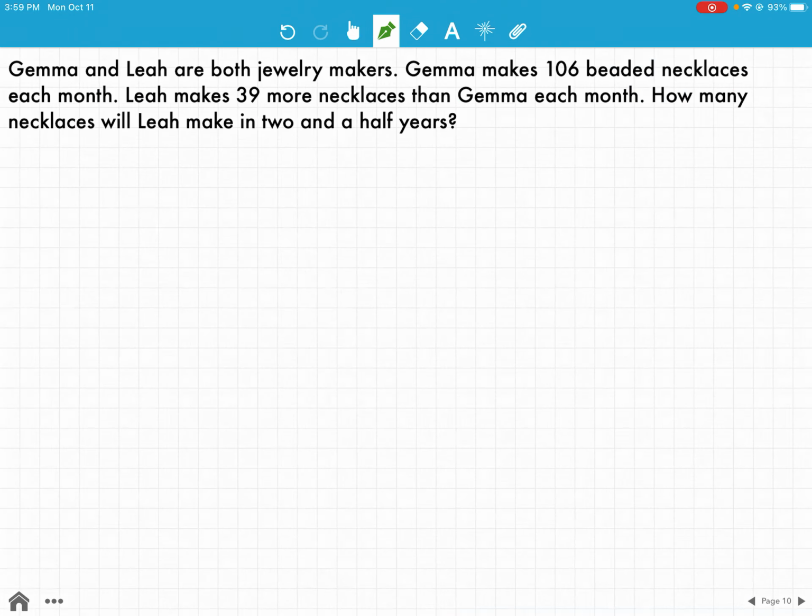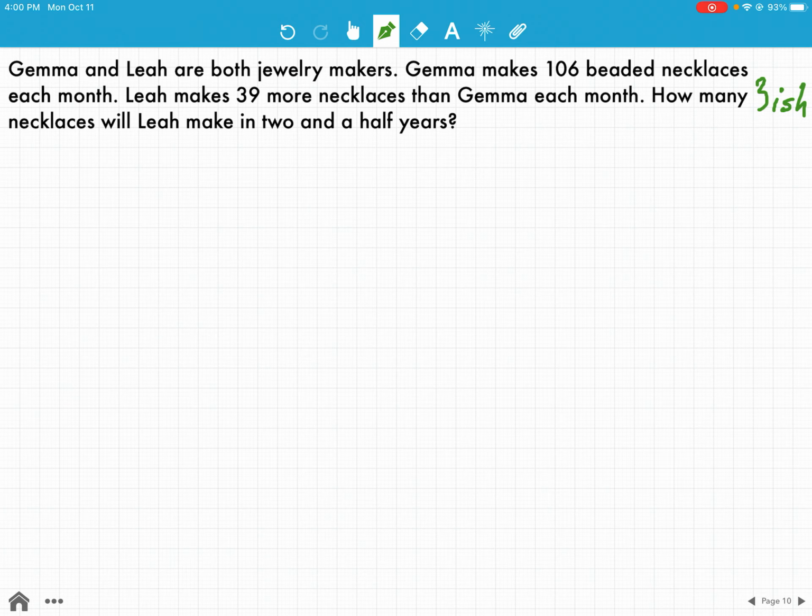Oops, I need to go backwards. All right, so this is a modified question. So this one is close to, I'm not showing you 5A, so this one is close to 3, I believe. So this one's 3-ish. So Gemma and Leah are both jewelry makers. Gemma makes 106 beaded necklaces each month. Leah makes 39 more necklaces than Gemma each month. How many necklaces will Leah make in 2.5 years?